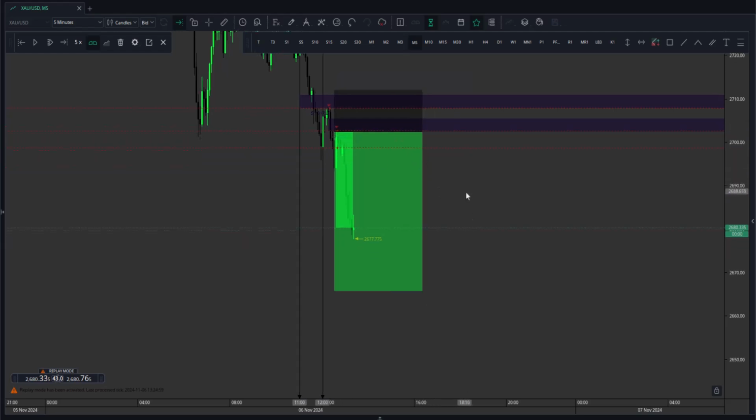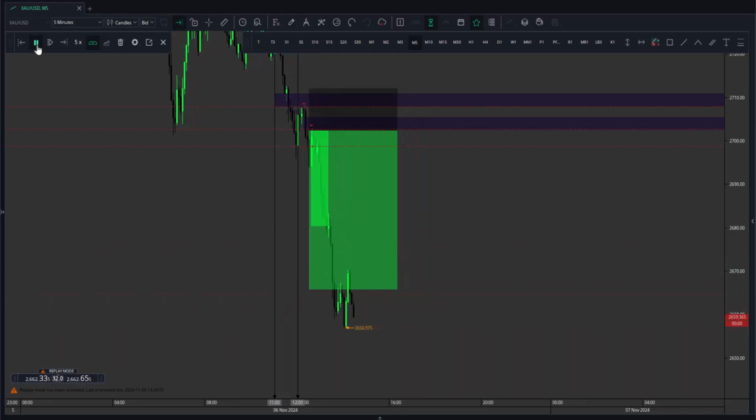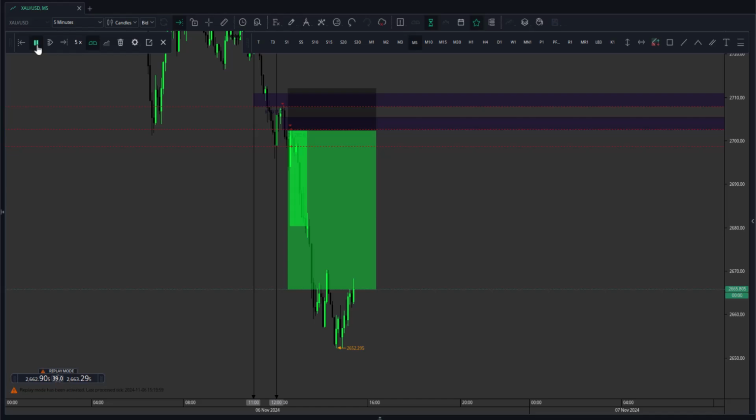Now I wasn't having a take profit because the trend was very, very nice, so I wasn't having a take profit, but we actually went down, right? We went all the way down. It was a very, very nice trade.